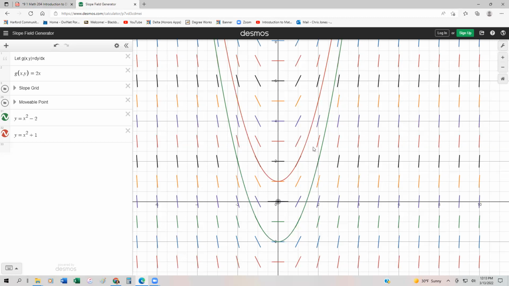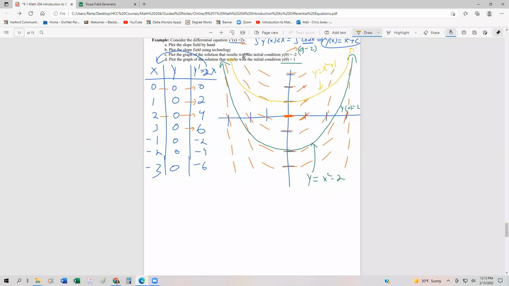We're going to take a look at one more example in a subsequent video. But for right now, this should help you at least get a general idea of what a slope field is, how the particular solutions can be plotted on those slope fields, and also what the family of solutions might look like as well.